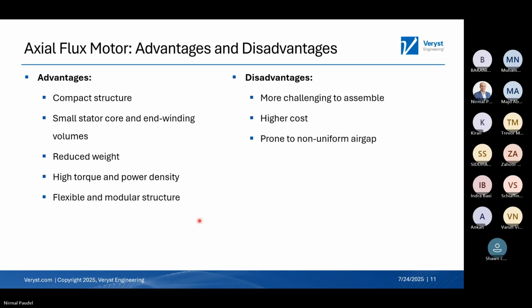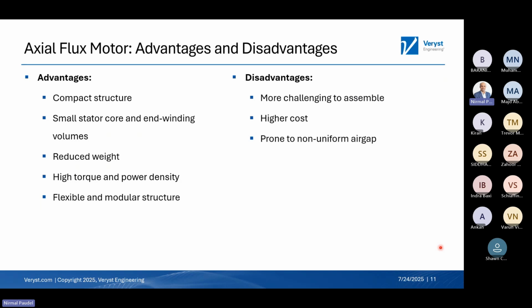Basically, it offers a compact structure, especially a short axial size, which is ideal for example in in-wheel motor technology for EVs. Small stator core volume, therefore reduced stator core losses, and low weight, obviously because of the compact size, high torque and high power density. They also offer a flexible and modular structure, as motors can be stacked to increase the torque or the power if needed, as you'll see in some of the configurations in the next slide.